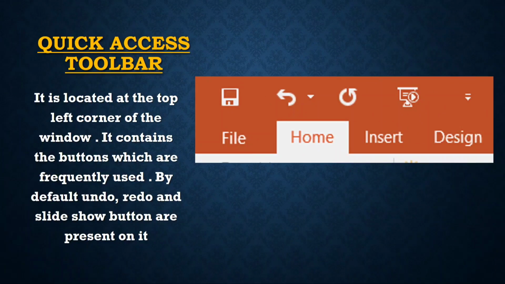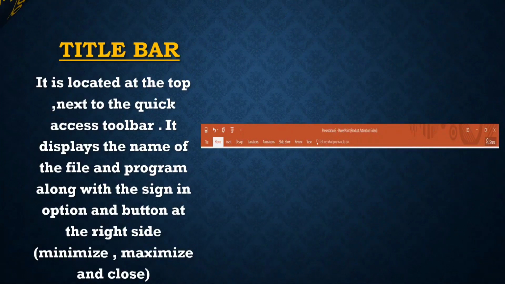Okay, now the quick access toolbar, which I have told you about in that image. It is located at the top left corner of the window. It contains the buttons which are frequently used by default. Save, undo, redo and slideshow buttons are present on it. The first one is save, the arrow is called undo, and the circular arrow is called redo.